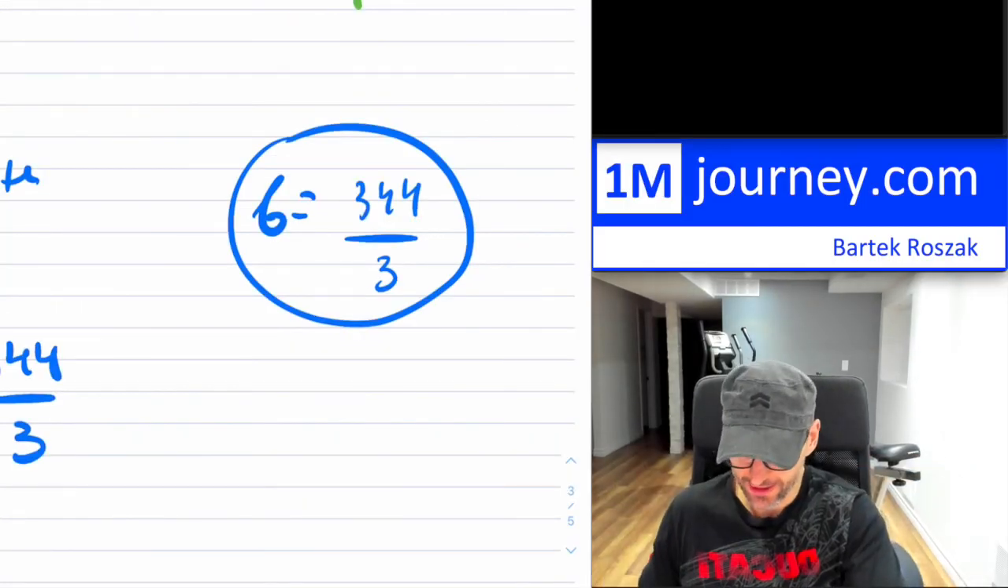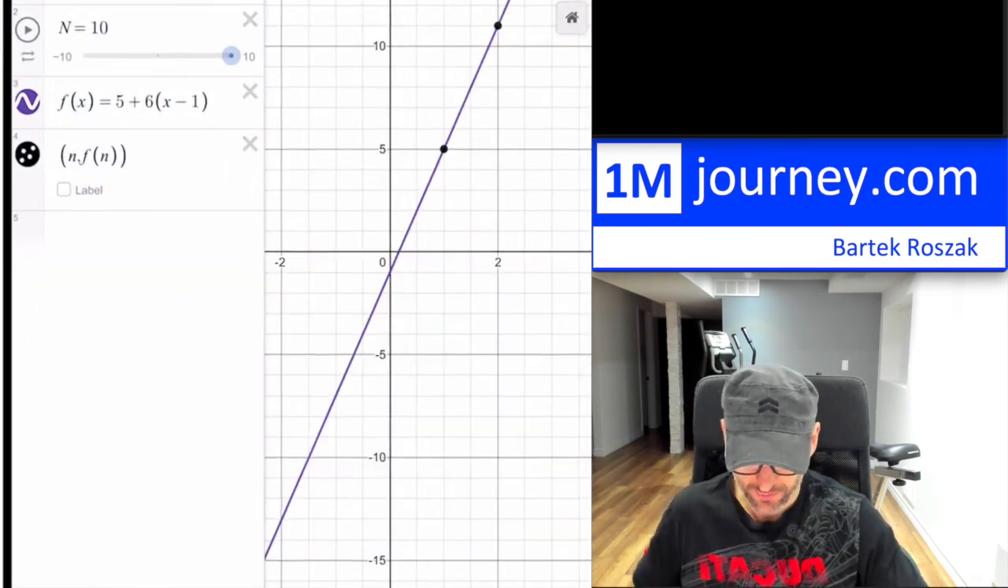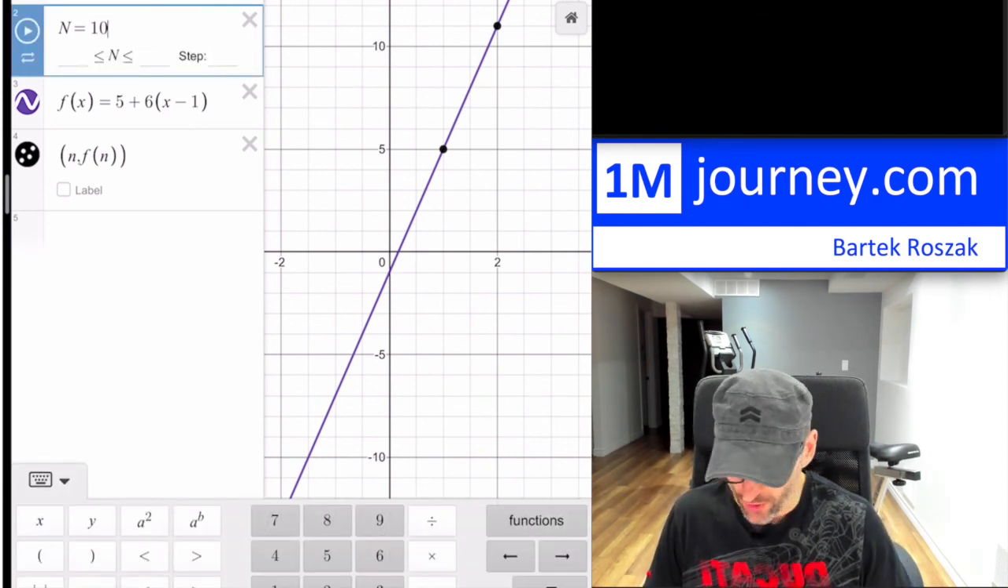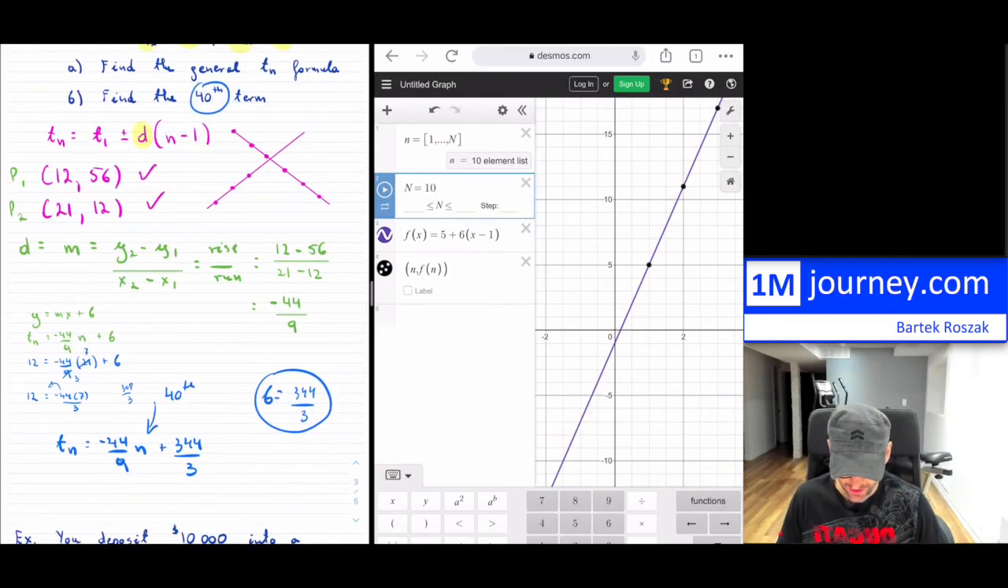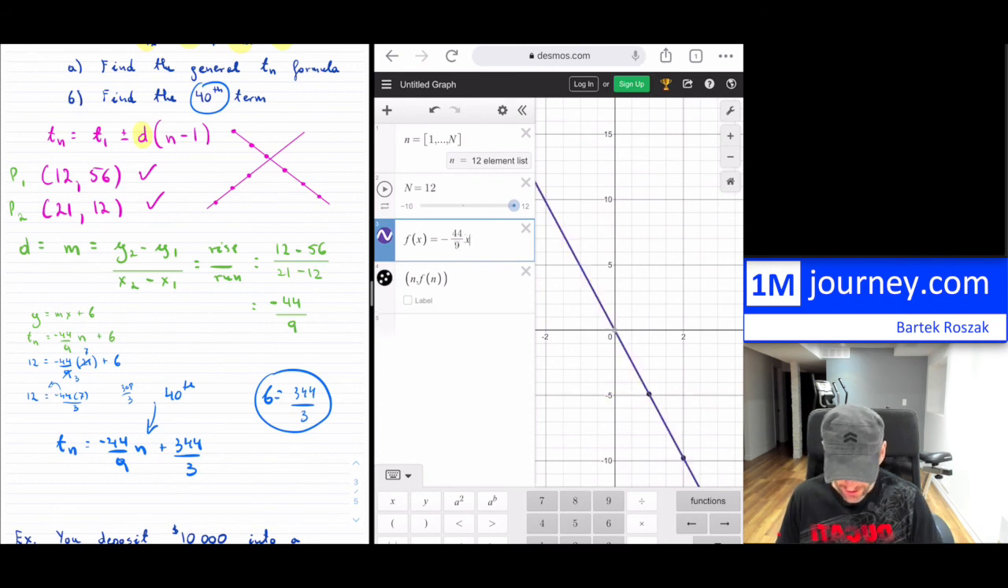And so I'm going to do that. I'm going to take out the Desmos within here. Let's put it there. Now, since I have these, so we're going to go first, let's go to, this was what, the 12th term. And so we'll try to do that. That's the 12th term. Let's change this up. So we have f of x, which is going to be negative 44 over 9 x plus 344 over 3. So this is what we have.